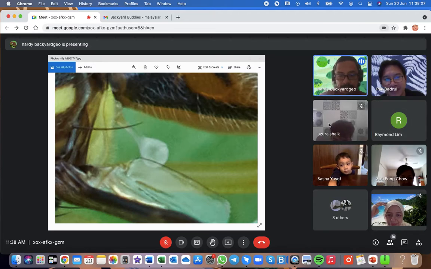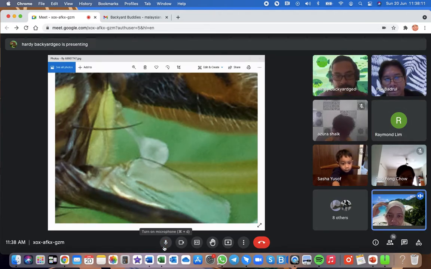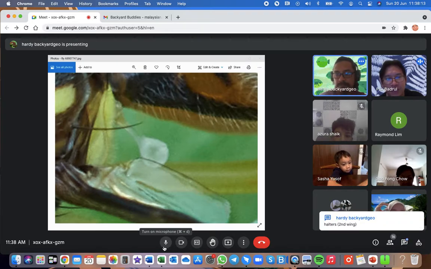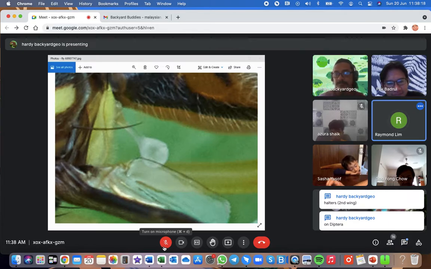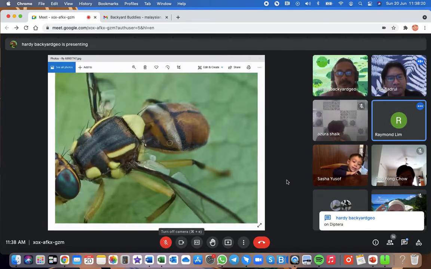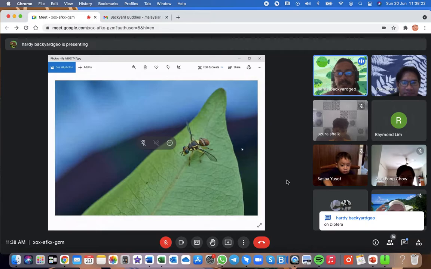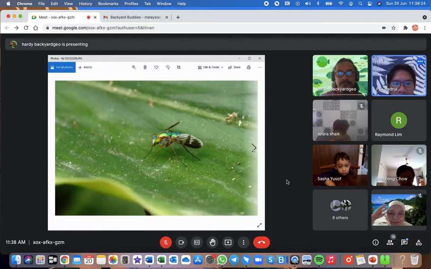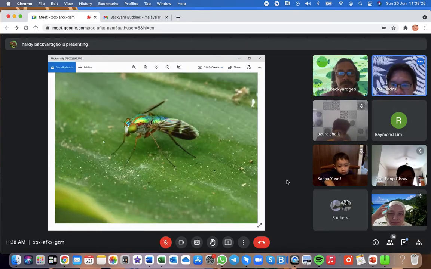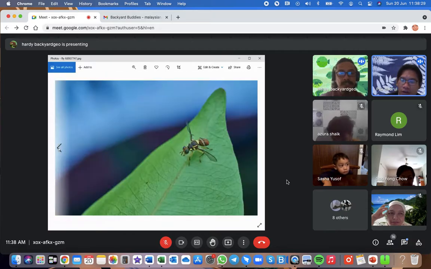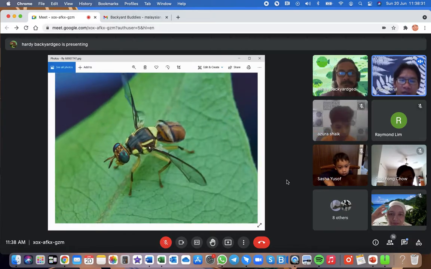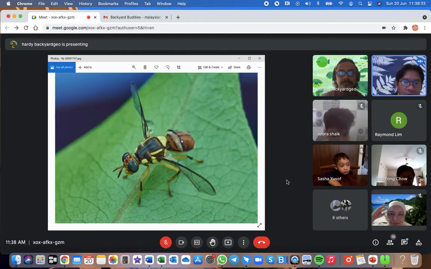So this is the second wing, the hind wing, modified. You can see more clearly on the next fly. The fruit fly is actually a pest. When you have fruits in your gardens, you must get rid of them. These are the bad ones. This is not a good fly.